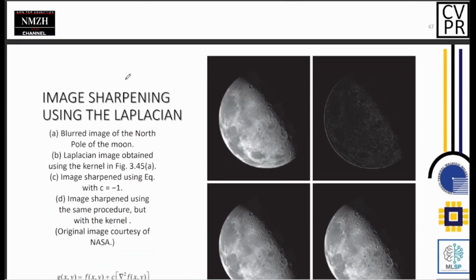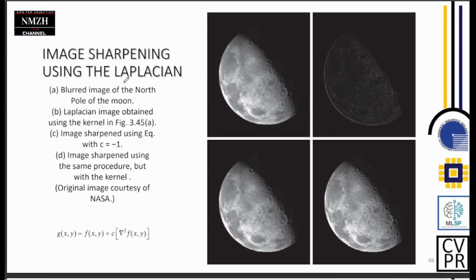Okay. So especially when we take a look at image sharpening using the Laplacian, A is the blurred image of the North Pole. So this one is the North Pole. But when we apply B, C, D, we get Laplacian sharpening with C being the Laplacian, and sharpened using the same procedure but with the kernel.